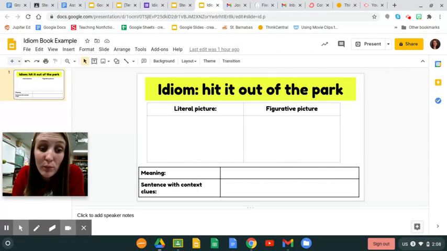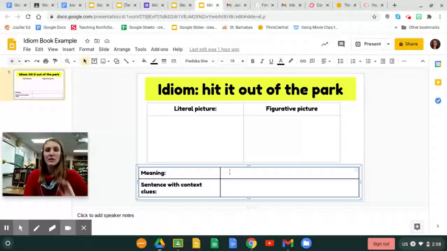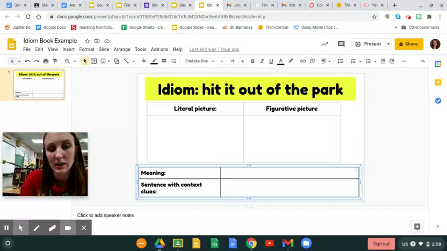I want you to feel free to look these up because chances are you don't know all these idioms off the top of your head. Off the top of your head, that's an idiom. But feel free to look up the meaning. Write the meaning here. So the meaning of hit it out of the park is did really well.